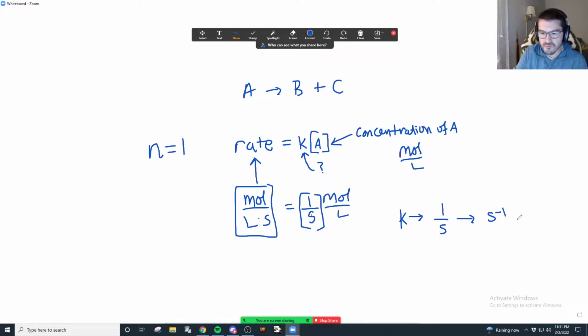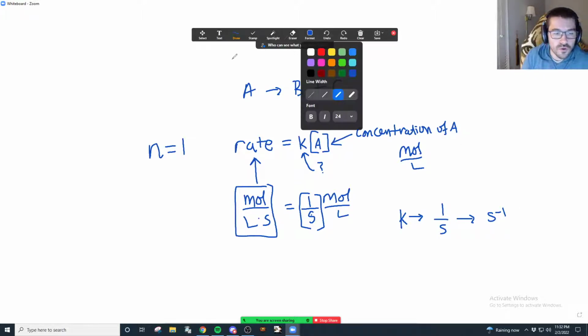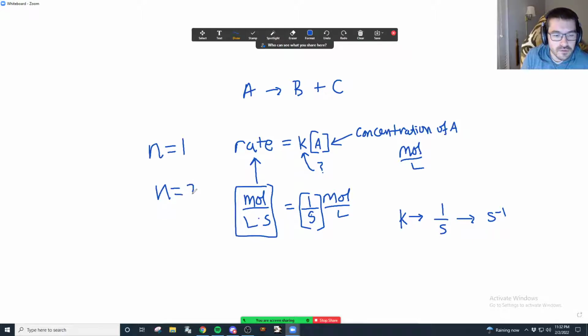It's a very abstract kind of concept. What does inverse seconds even mean? It doesn't necessarily have to mean anything. It's just what the units need to be in order to make that equation work. Now, I'm not going to spoil it and tell you what the units of K would need to be for n equals 2, or if n is equal to 3.